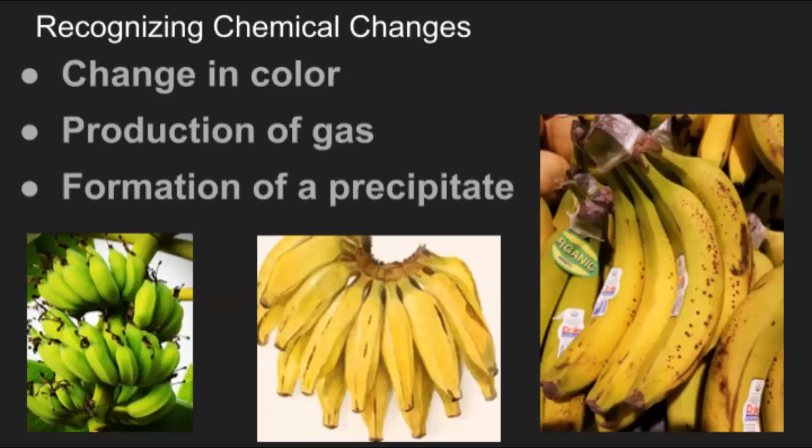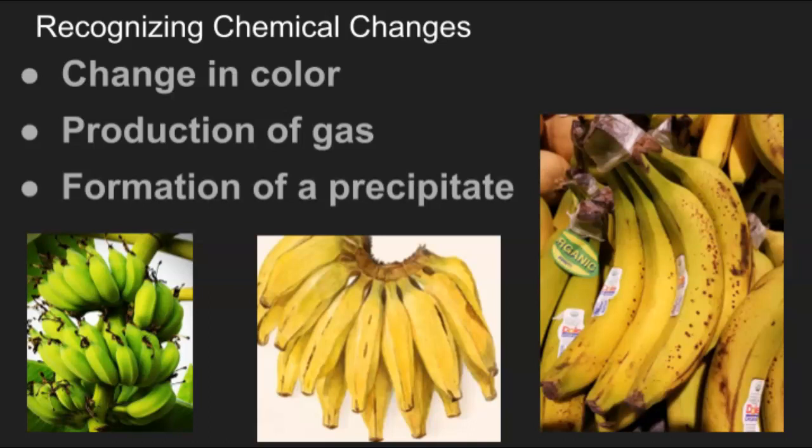Indicators of chemical change include a change in color, production of gas, and formation of precipitate. In the pictures, you'll notice the green, firm bananas hanging on the tree in the first picture change to a light yellow when they're removed from the tree and start to ripen. Next, we see them on the shelf at the grocery store, where they have little brown spots on them that we call freckled bananas.